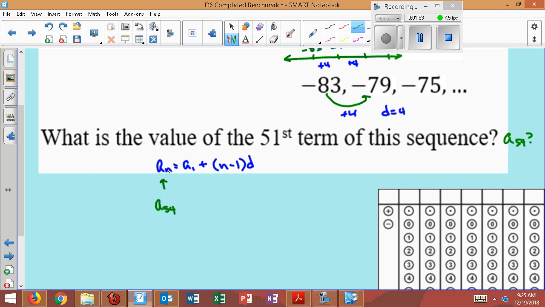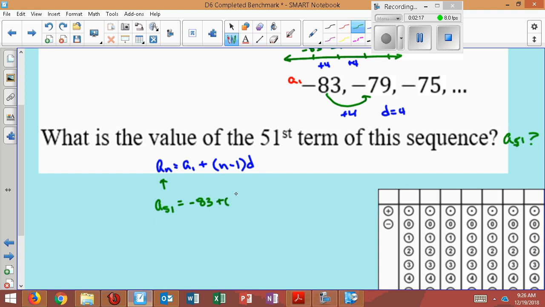Which means n on this problem, I'm sorry, why did I put a 54? We're looking for the 51st term, not the 54th. We're saying what is a sub 51? So let's try that again. The 51st term would equal a sub 1, which is negative 83. That's a sub 1 here. Let me write that in red. A sub 1, and then we continue on, plus.